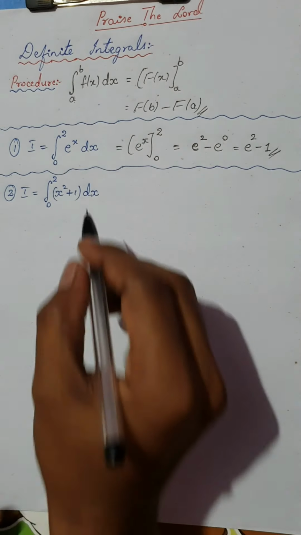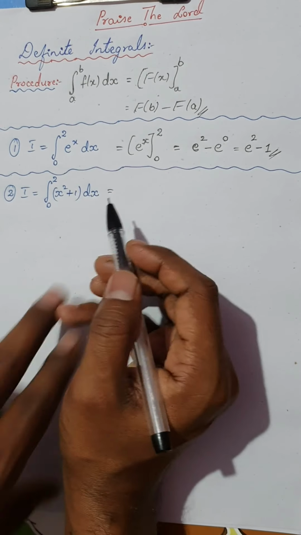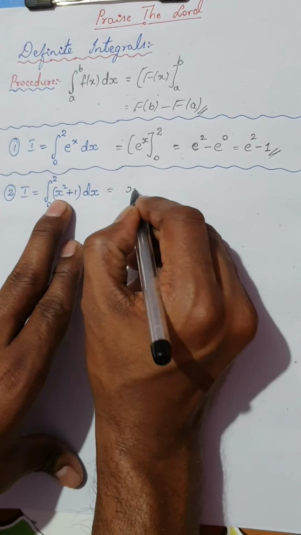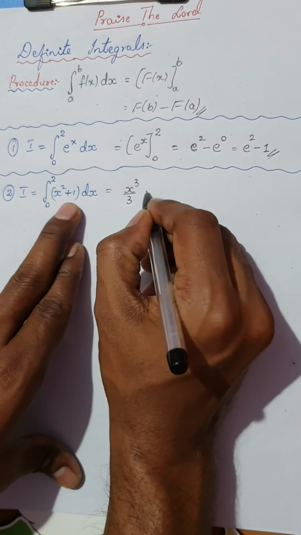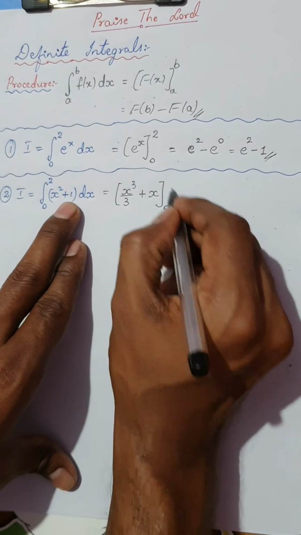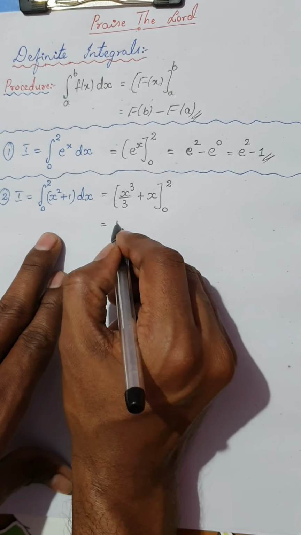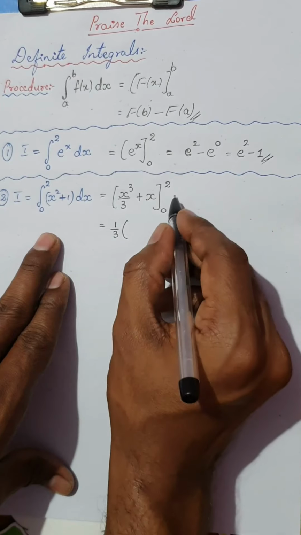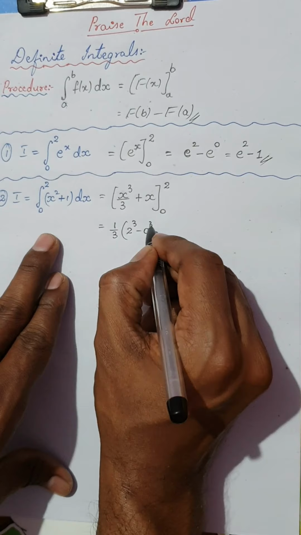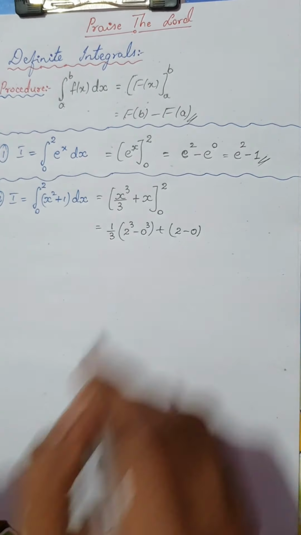Moving on to the next integral, I have the integral from 0 to 2 of x square plus 1 dx. First, start with the process of integration. The integral of x square, we know, is x cube by 3, plus the integral of 1, which is x, within the limits 0 to 2. Please be very careful how you substitute the limits. 1 by 3 is a constant. Now substitute for x. This is 2 cube minus 0 cube, plus upper limit 2 minus lower limit 0.